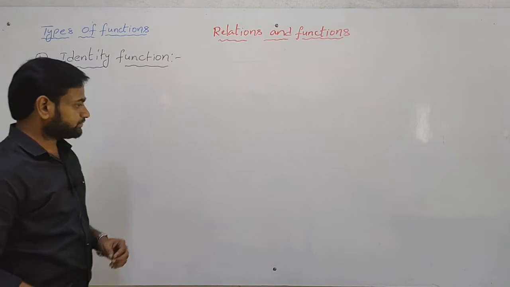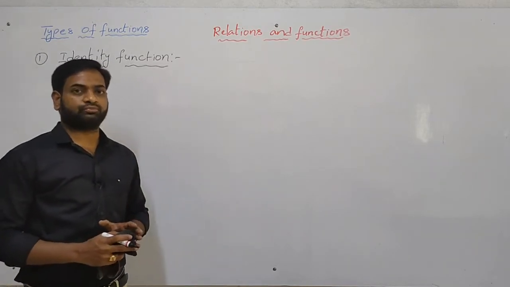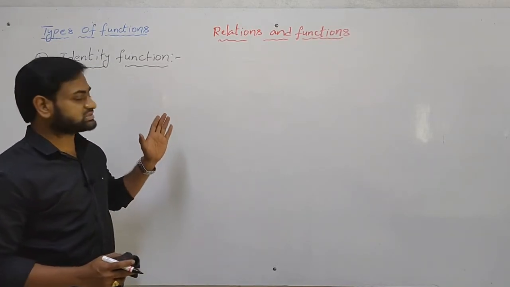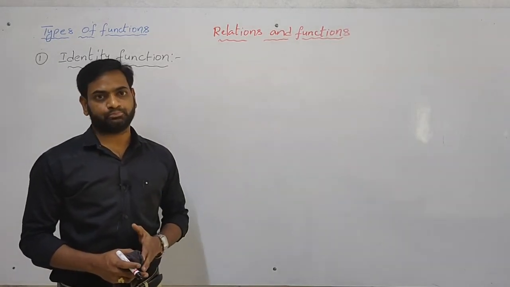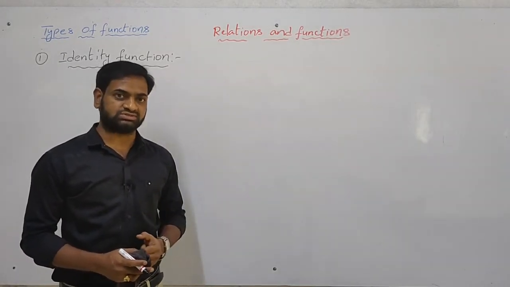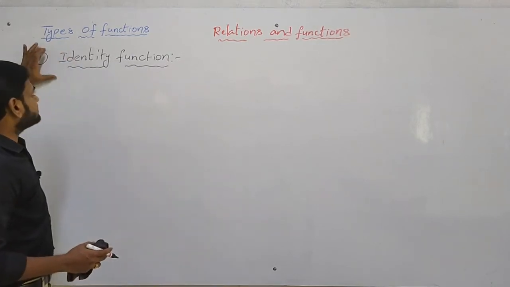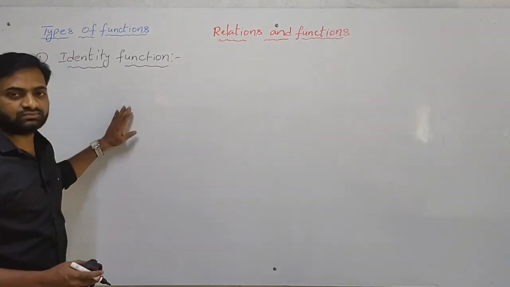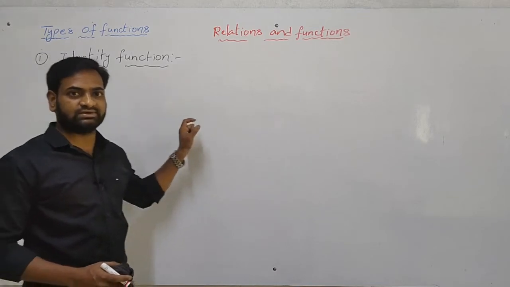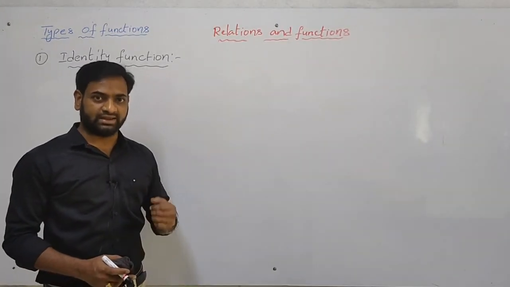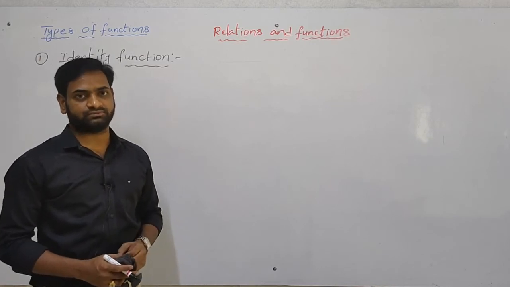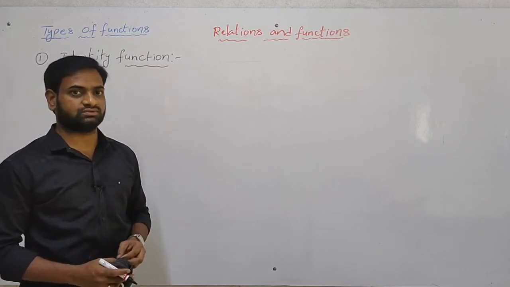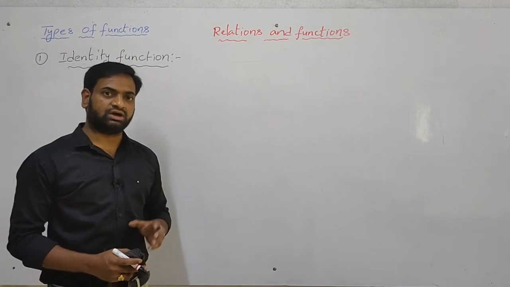Now see here. Actually, these types of functions will be asked for 5 marks in your board exam. How will the question be asked? Define identity function, write its domain and range, and draw the graph for it. That is the question, for 5 marks.